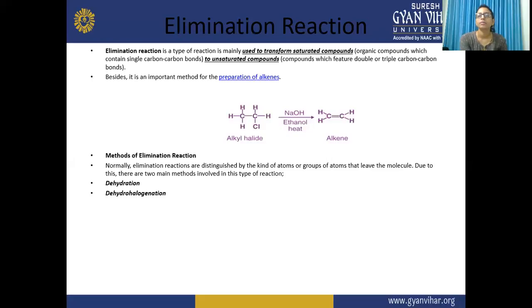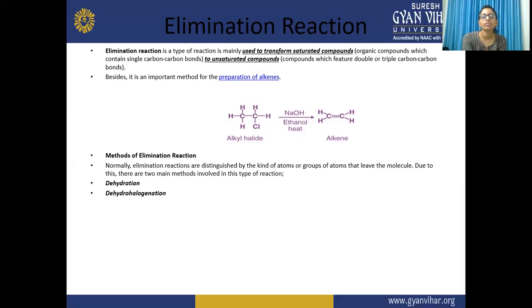So the elimination reaction is used to transform a compound containing a single bond to a double bond. It is an important method for the preparation of alkenes. Here you can see an alkyl halide example is given. When an alkyl halide is treated with NaOH in ethanolic solution and heated, an alkene is formed.